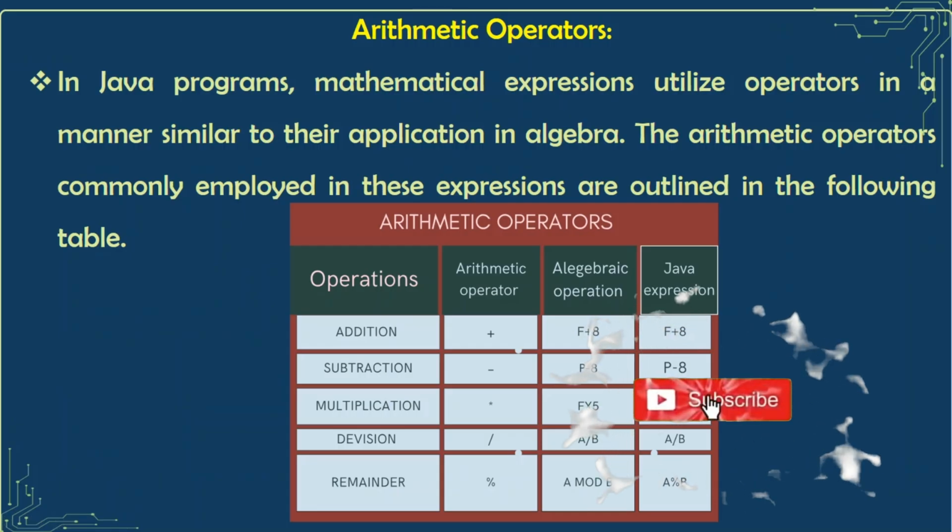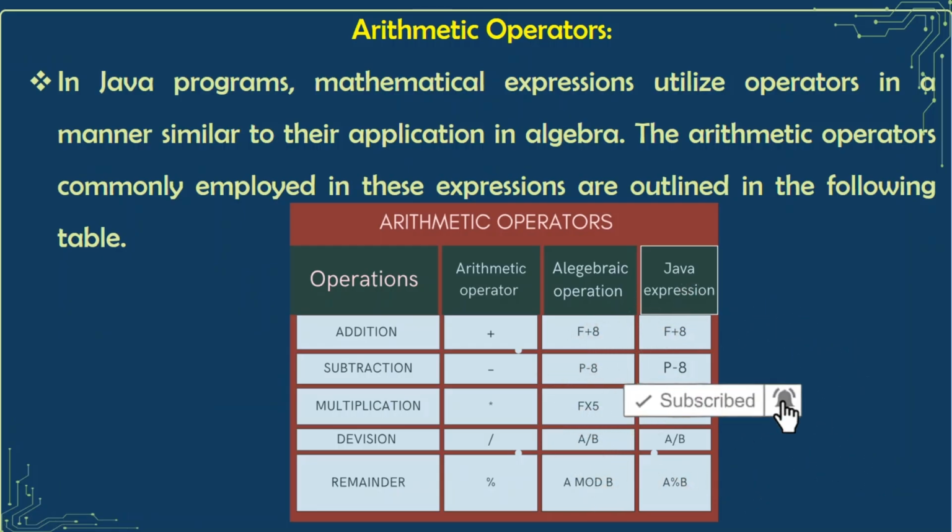Arithmetic operators in Java programs: mathematical expressions utilize operators in a manner similar to their application in algebra. So the arithmetic operators commonly applied in expressions are outlined in the following. For example, addition, we're going to use the plus sign. The algebraic expression and the Java expression are the same, f + 8, f + 8 right here. I'm just adding a value 8 to the existing variable f.